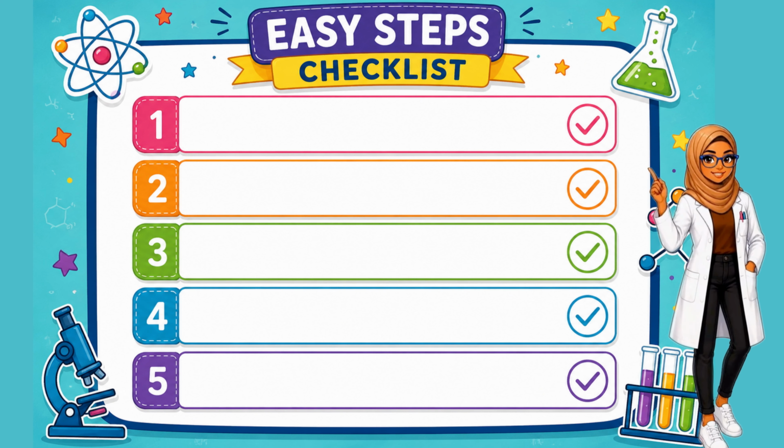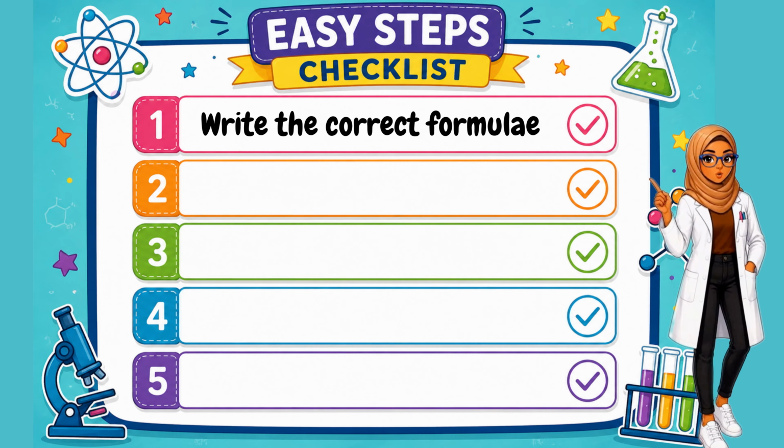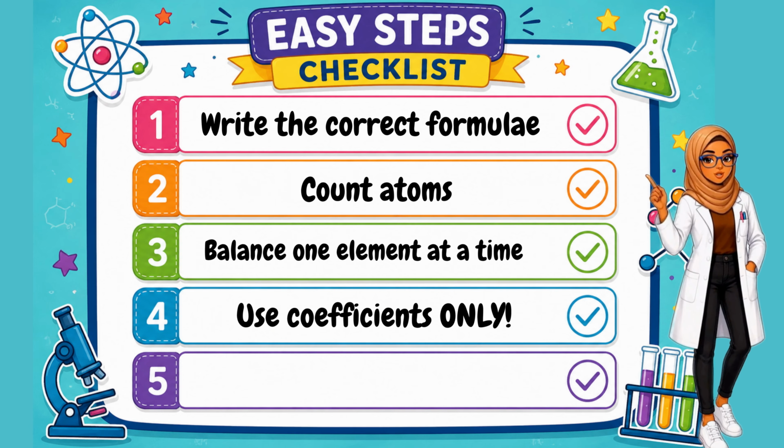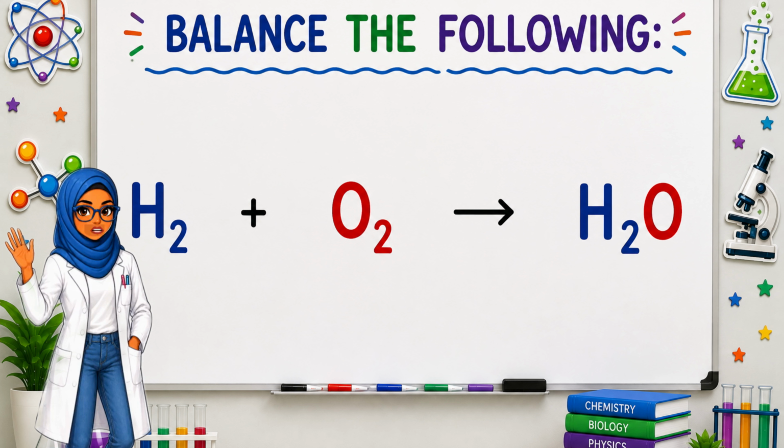Here is the easy method. Step 1. Write the correct formula. Step 2. Count atoms. Step 3. Balance one element at a time. Step 4. Use coefficients only. Step 5. Check again.